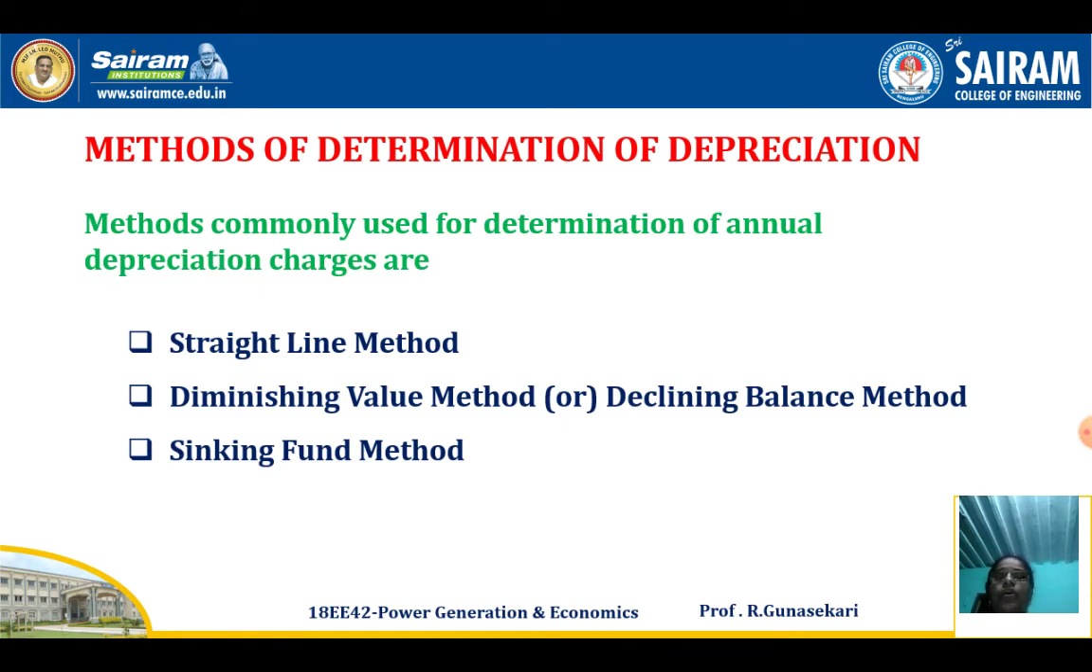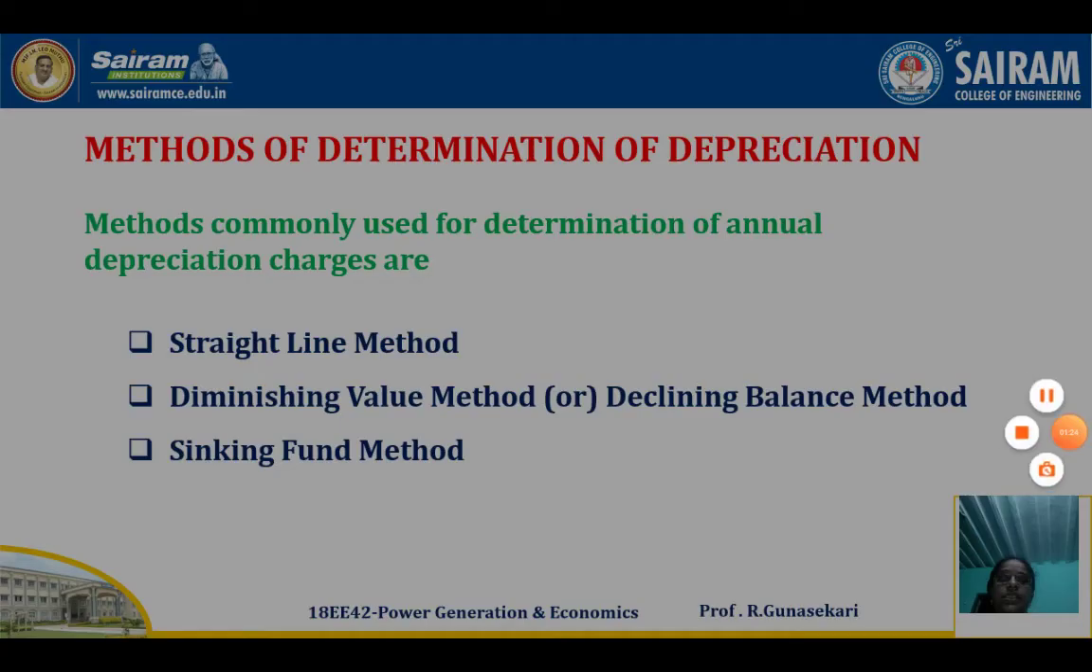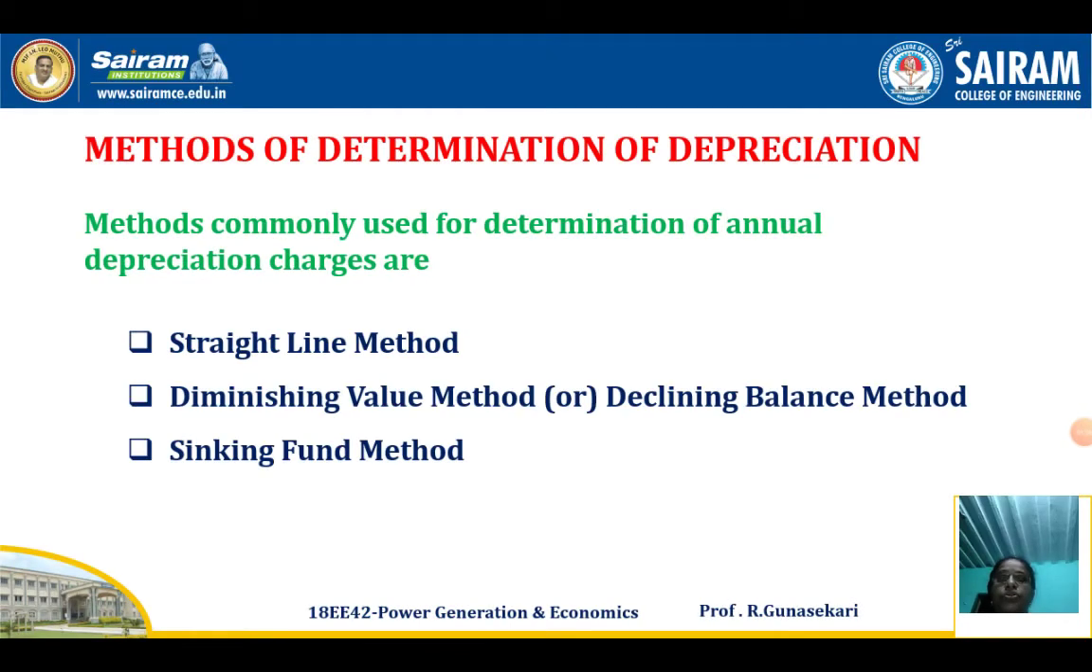Then, what are the types of methods commonly used for determination of annual depreciation charges of the power system? The first method is the straight line method. The second one is the diminishing value method or declining balance method. The third one is the sinking fund method. So, totally three methods are commonly used to determine the annual depreciation charges of the power plant.